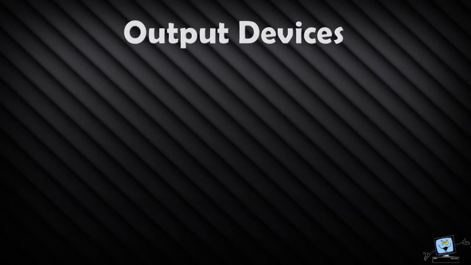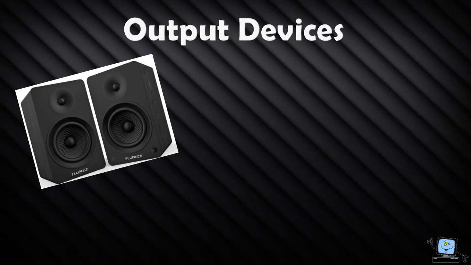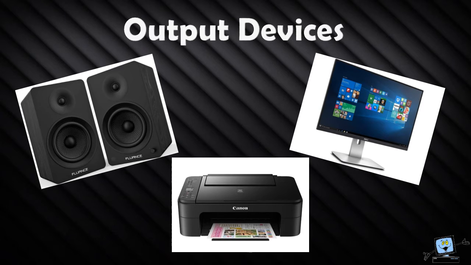Now, second category is output devices. These devices give result of the input after processing it, like monitor, printer, and speaker.